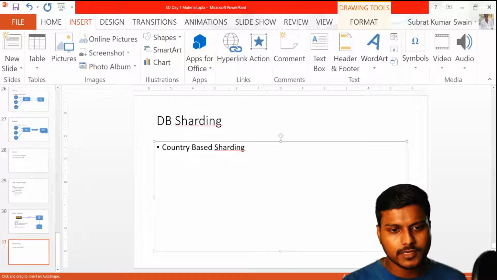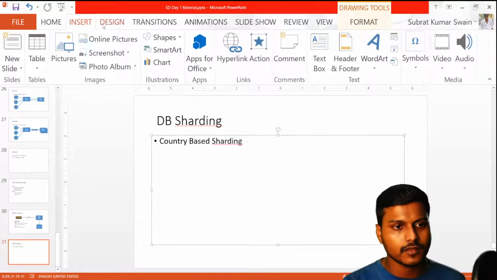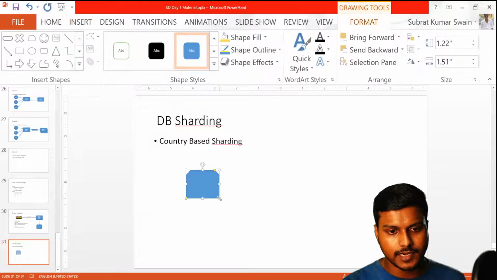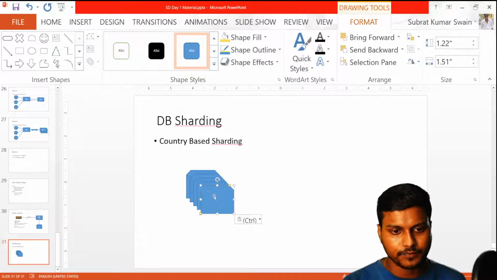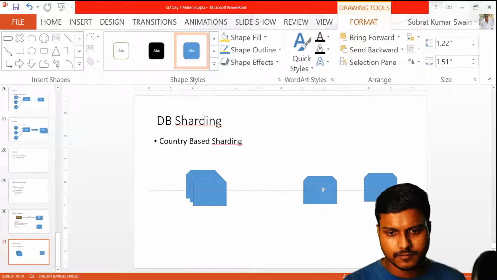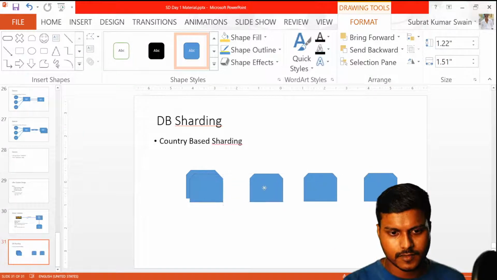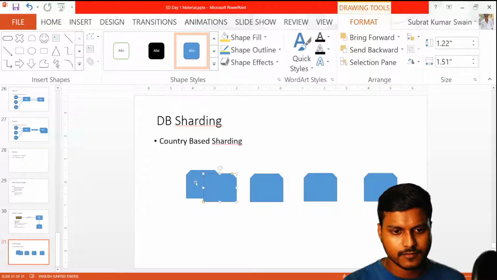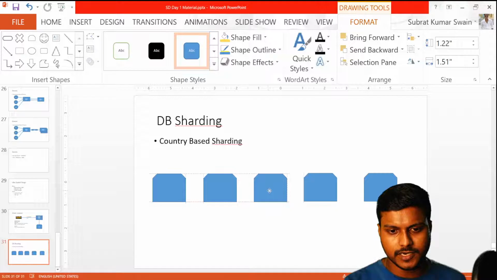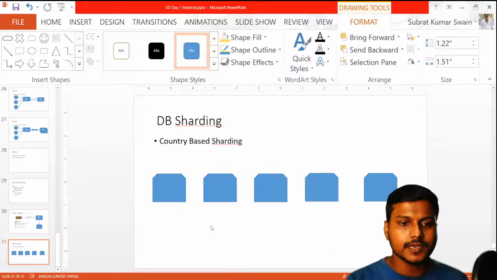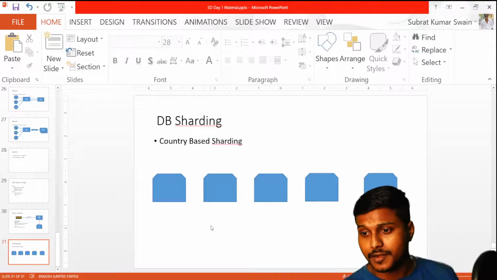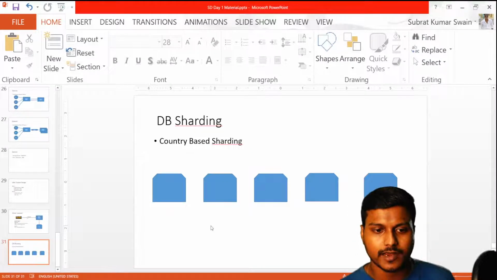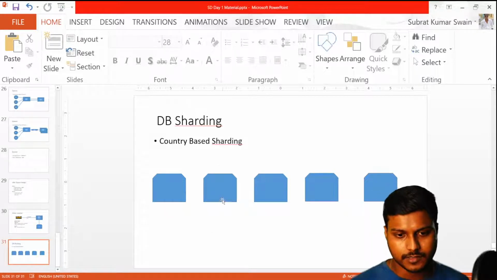So country based sharding, what is this? We would go to our database and shard the databases. So here we have how many databases? 1, 2, 3, 4, 5 databases. This is not a load balancer. This is actually sharding. You are dividing databases.